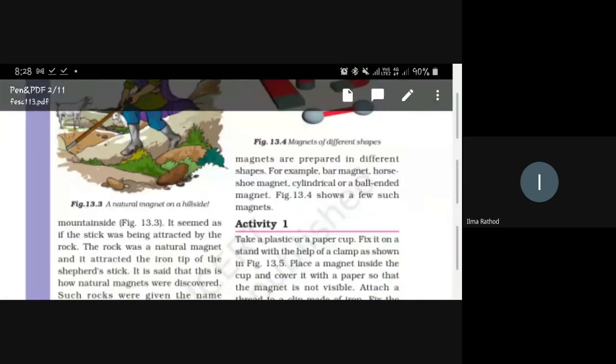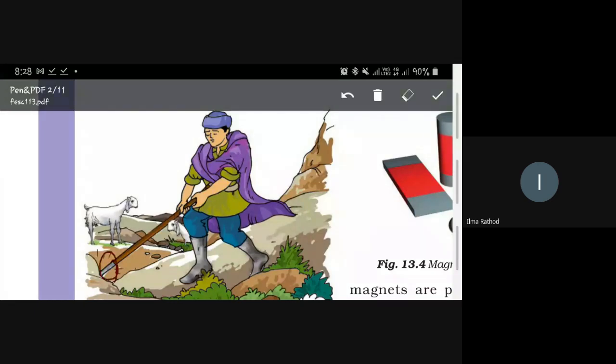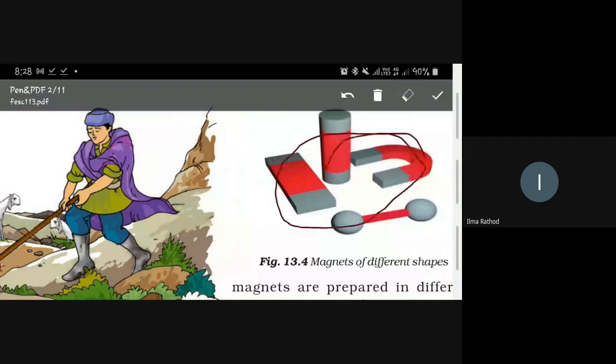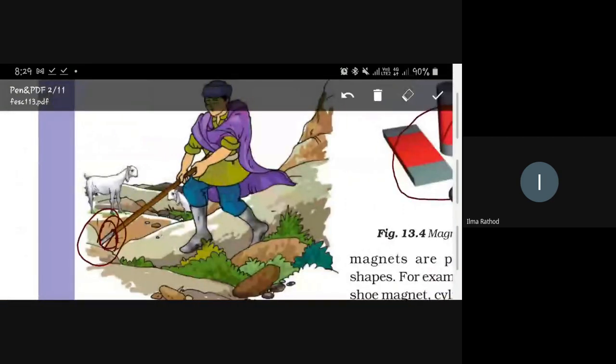Okay, wait a minute. I'm showing the image to you here. The attachment here is a piece of iron. So what is happening? It was sticking and it was a bit hard to take this stick from the rock. So this is a natural magnet. And all these shapes are artificial magnets made by humans. But this type of rock is known as a natural magnet.